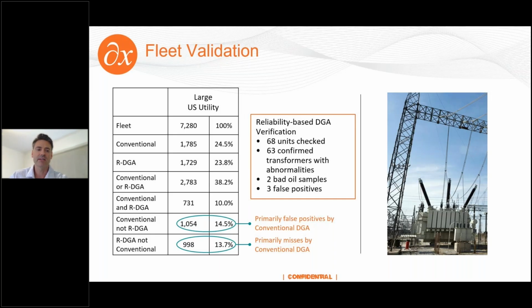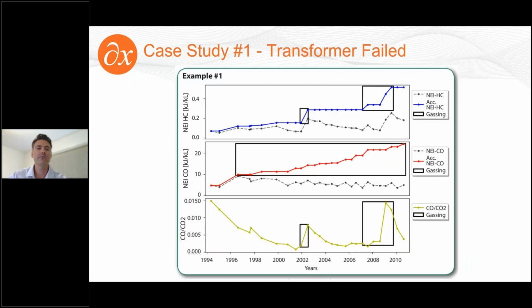So what does this all tell us? Well, the utility could have used reliability-based DGA to discover problematic transformers that otherwise would have remained hidden with conventional DGA, and likely have saved the transformer that catastrophically failed. Also, the utility could reduce costly, unnecessary maintenance associated with a very large number of false positives that were introduced with conventional DGA. So this is why the validation effort led to the utility adopting reliability-based DGA in its infancy stages. So now we'll get into 3 case studies.